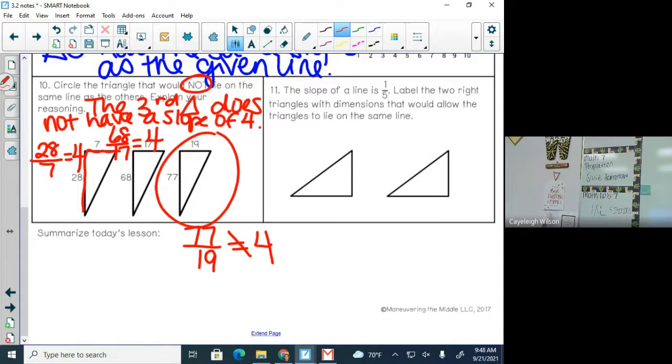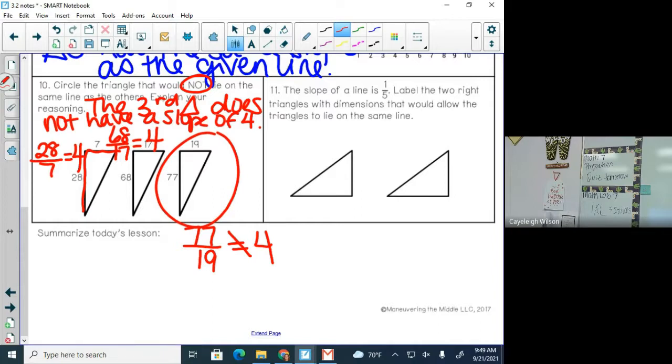All right, we're going to do the last one together. It says the slope of a line is 1/5. Label the two right triangles with dimensions that would allow the triangles to lie on the same line. So what that means is if you know the slope is 1/5, you need other numbers that when you simplify them equal 1/5. So I need some equivalent fractions to 1/5. Does anybody have any ideas?